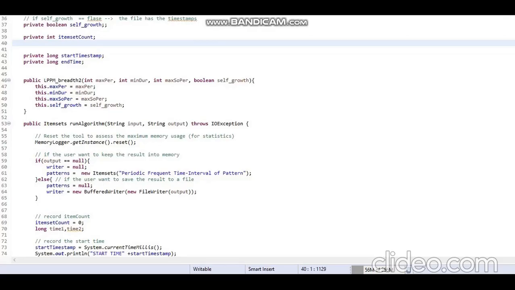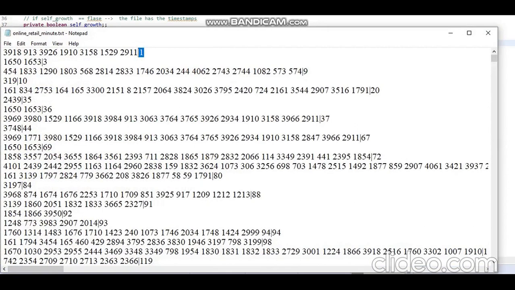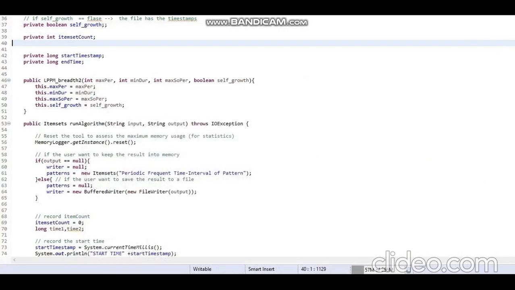We have successfully implemented these two algorithms in the Eclipse IDE. For implementing these algorithms, we have used online retail transactions. In these transactions, each integer represents a unique item ID, and the number after the pipe symbol denotes the timestamp value, which is a unique timestamp value.